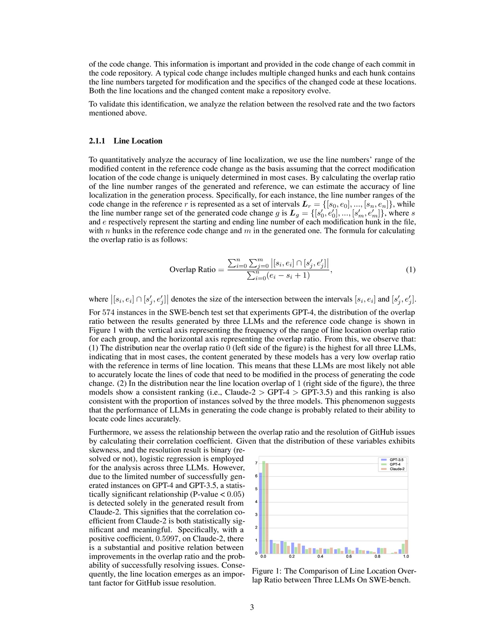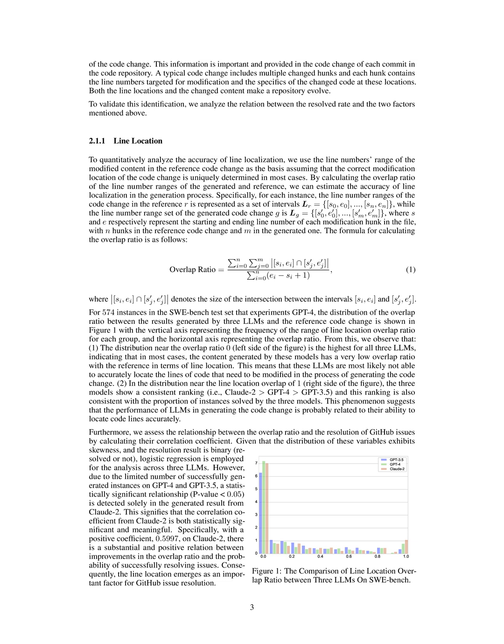The accuracy of line localization is quantitatively analyzed in the paper by calculating the overlap ratio of the line number ranges between the generated code change and the reference code change. The overlap ratio is calculated by comparing the line number ranges of the generated code change with the reference code change. Specifically, for each instance, the line number ranges of the code change in the reference are represented as a set of intervals, while the line number range set of the generated code change is also represented as a set of intervals.